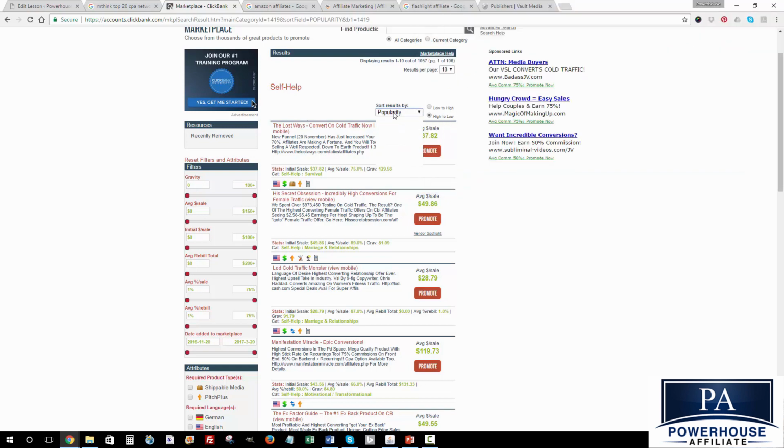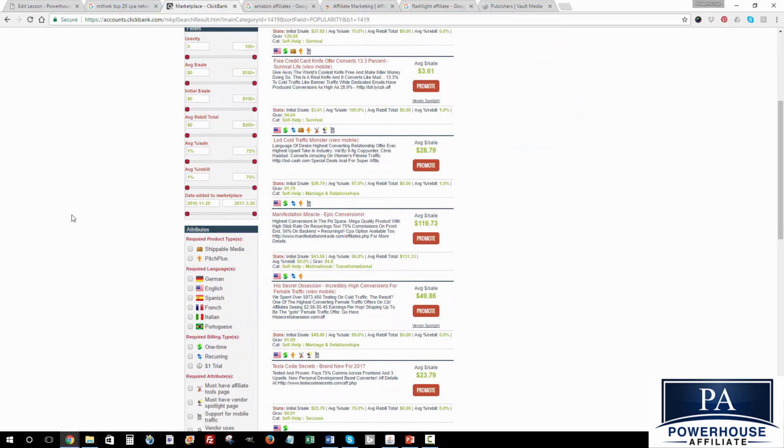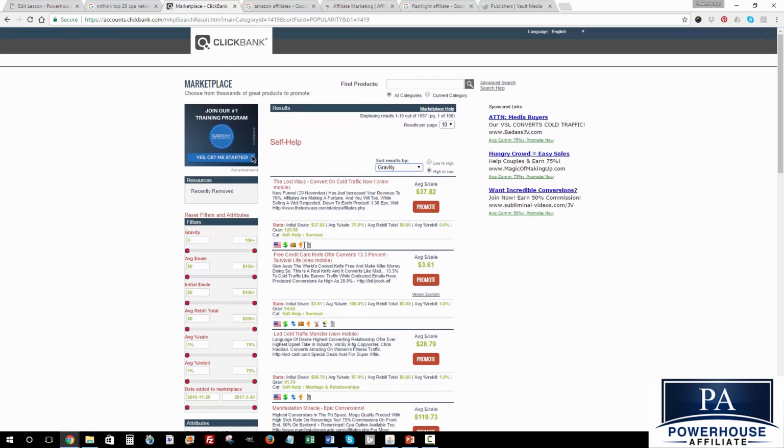You can also arrange what's popular. You can also go by high gravity. This means how many people are actually making money off these offers. So the higher the gravity, the better they are in terms of promoting. More likely that you're going to have some success here. So if you look for high gravity offers, you can pretty much find any type of offer in any subject on clickbank.com. So this is a great place you should definitely check out.